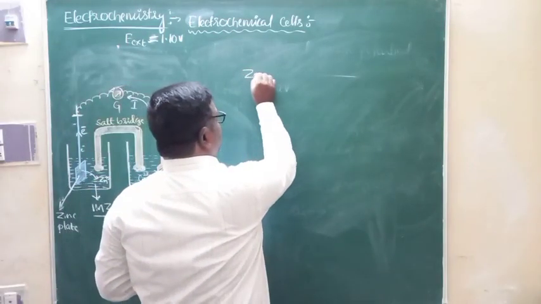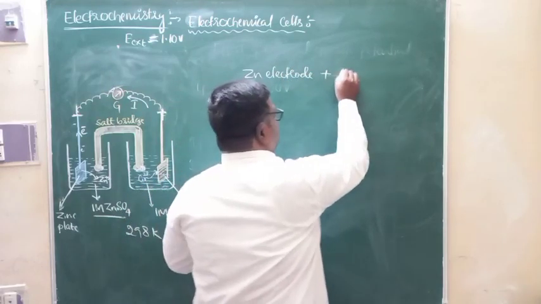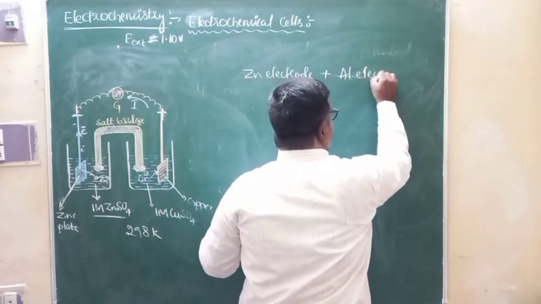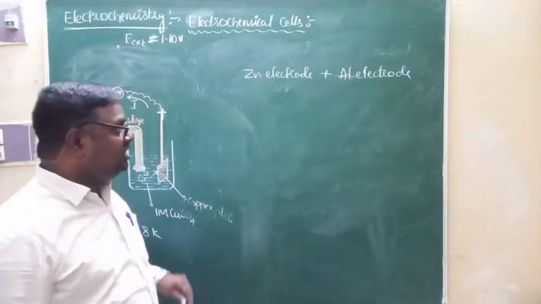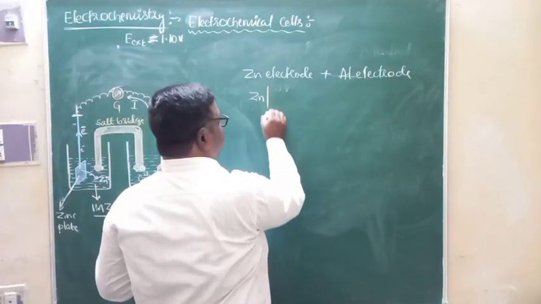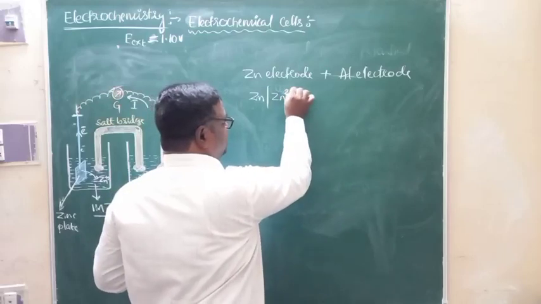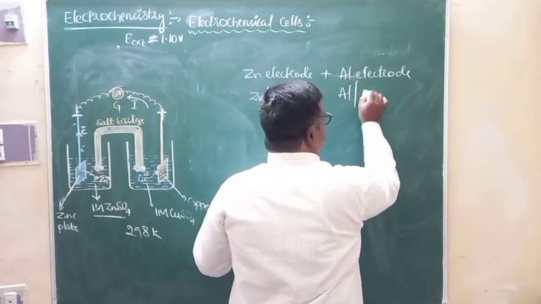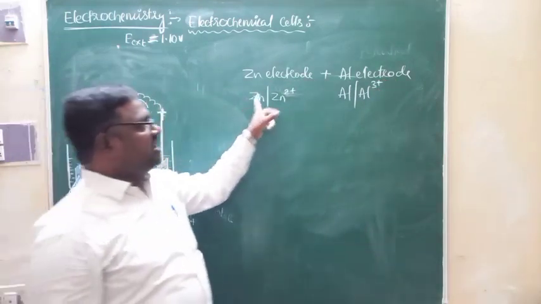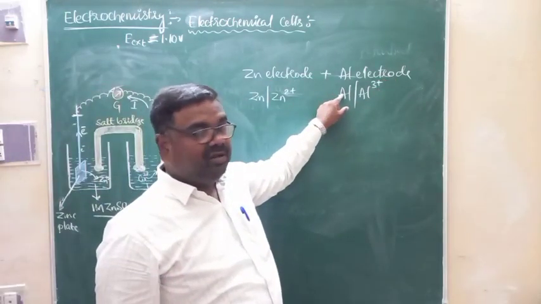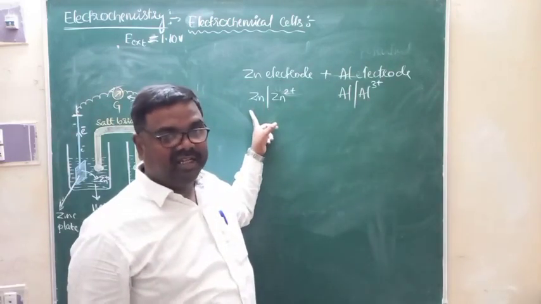If the same zinc electrode is connected to aluminum electrode, now zinc electrode means zinc metal placed in a solution containing Zn2+ ions. Aluminum electrode means aluminum placed in solution containing its own ions, Al3+ ions. When zinc electrode is connected to aluminum electrode, what happens? Oxidation takes place at aluminum electrode, reduction takes place at zinc electrode.